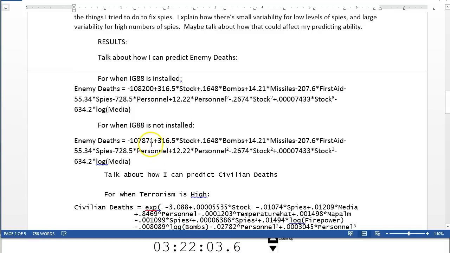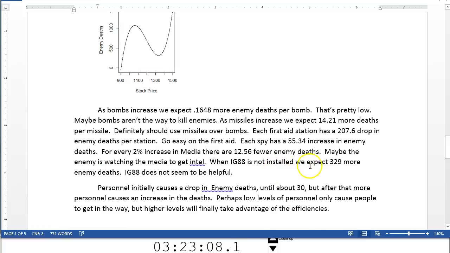And just grabbing my calculator here, these two models are only different by 329. And this one's lower because it's a smaller number. So when IG-88 is installed, we have 329 fewer deaths. Or you can say it the other way. When IG-88 is not installed, then we'll have 329 more deaths. So IG-88 does not seem helpful.